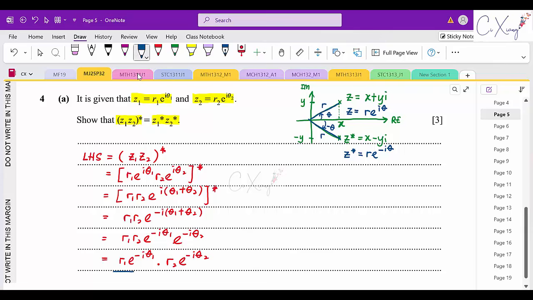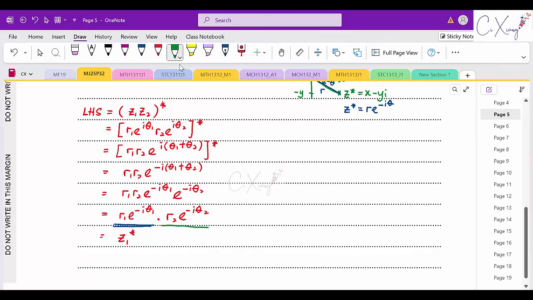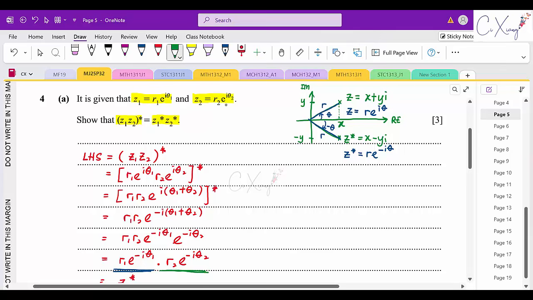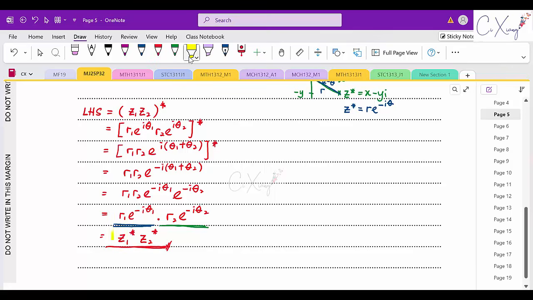Let's have a look at this part. This one, basically, is the conjugate of the complex number z1, right? Therefore, for this part, I can write it as z1 conjugate. Then for this particular part here, you're having r2 e^(-iθ2). Your original z2 is e^(iθ2), no negative, but this one has a negative, right? So I should write it as z2 star. This is how we solve question 4a.